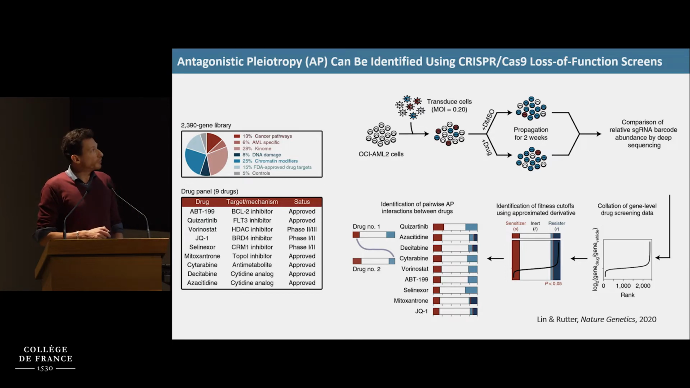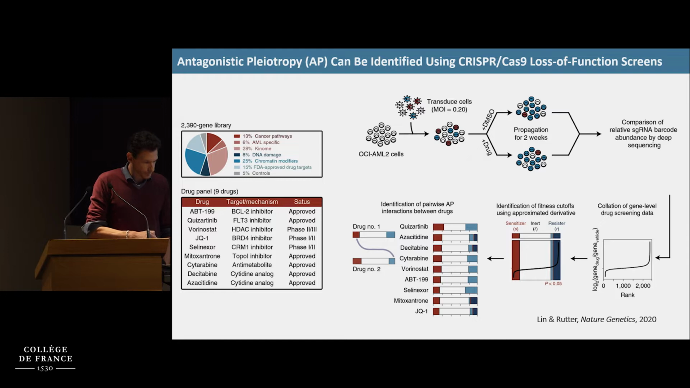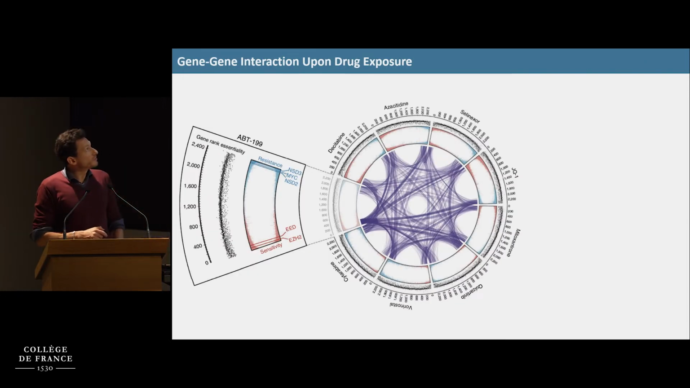Following the minimal definition of an AP gene as a gene that could confer sensitivity to drug 1 but resistance to drug 2, we were able to identify around 1,100 genes that follow the definition of an AP gene across the 9 different drug treatments. We could then build this complex circoplot where we could analyze the response of each gene across the 9 different drug combinations, and we could rank our 2,400 genes from the top resistor to the top sensitizer. And then we could also connect the function of our genes across 2 different drug combinations.